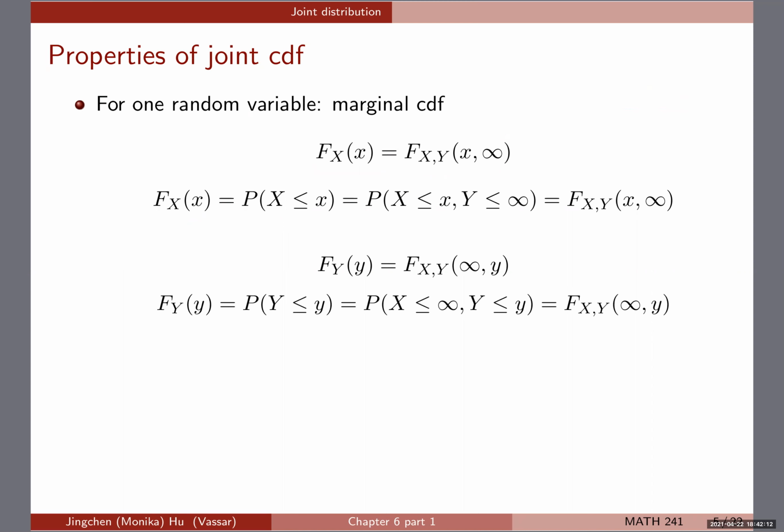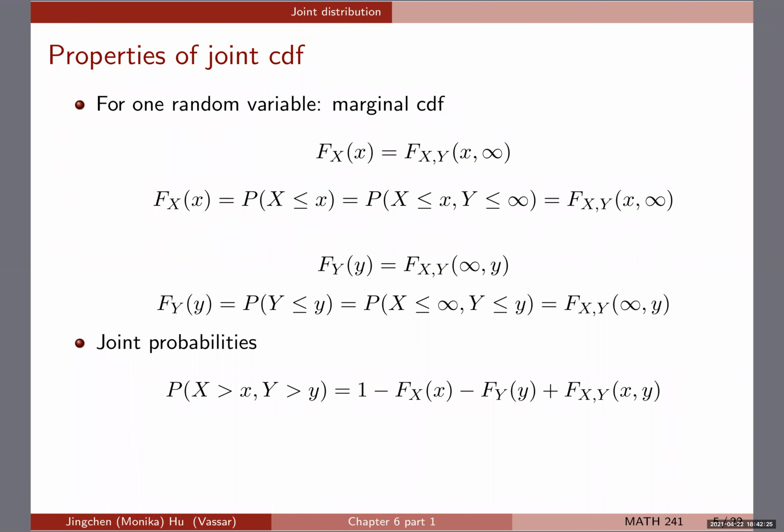It works very similarly in the same way, so I would encourage you to walk through the logic after the video, so you can convince yourself that either way works. And lastly, if you're ever interested in finding the joint probability of X greater than small x and Y greater than small y, then you can use this result. Reading it, it is very similar to the inclusion-exclusion probability property that we have seen before, okay?